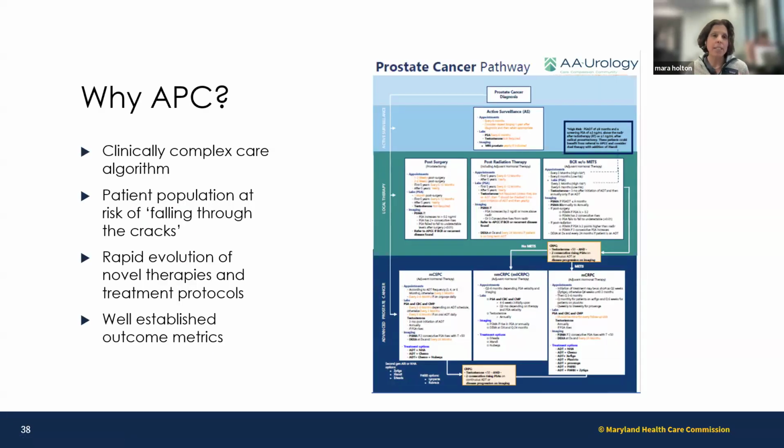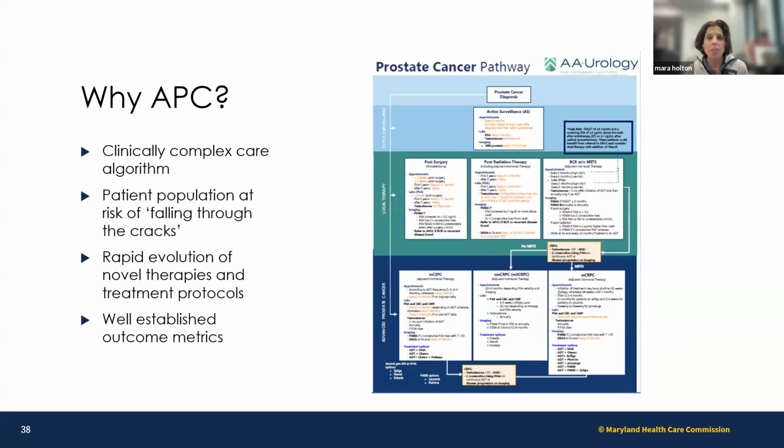So in our case, as I mentioned, we chose what's called APC, or advanced prostate cancer. And I show this prostate cancer pathway slide not because I expect anyone to memorize it, since you can't even read it, but because it is so extraordinarily complicated. So prostate cancer, we identified as a pathology which has gotten exponentially more complicated with treatment alternatives in the last decade or two decades.